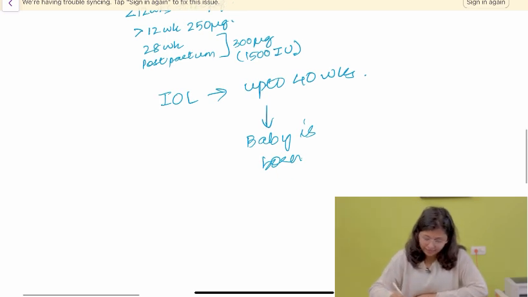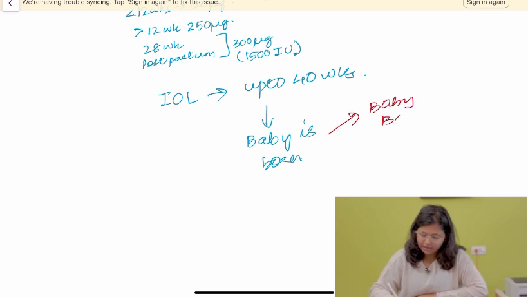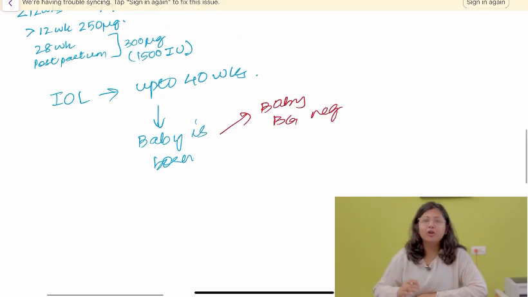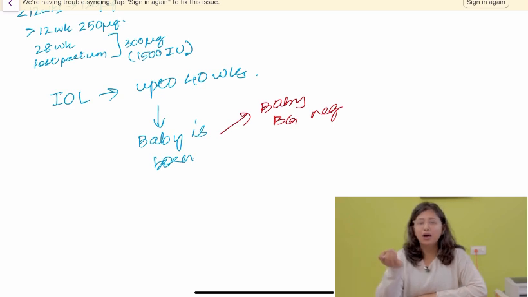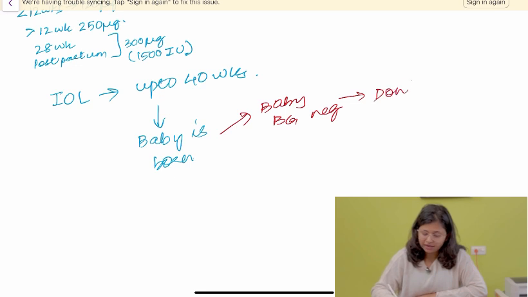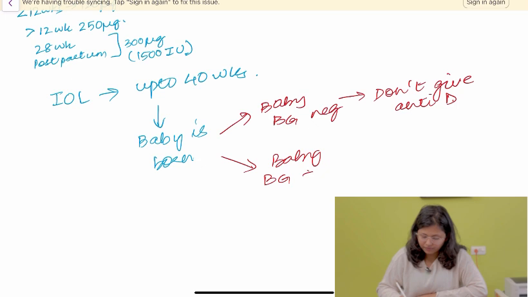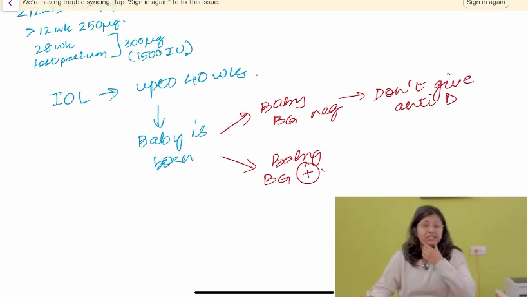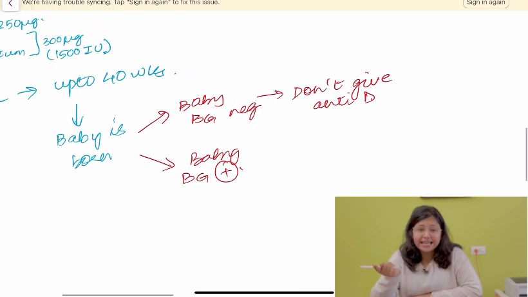One is if the baby's blood group is negative, then obviously there has been no isoimmunization, no chances of isoimmunization, then we don't give anti-D. But if the baby's blood group is positive, what do we do? Do I necessarily need to give an anti-D? Again, it is not necessary.